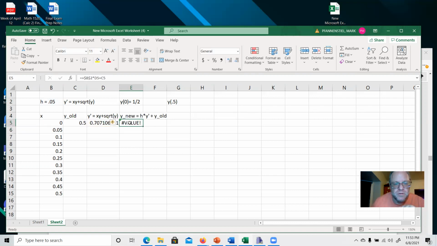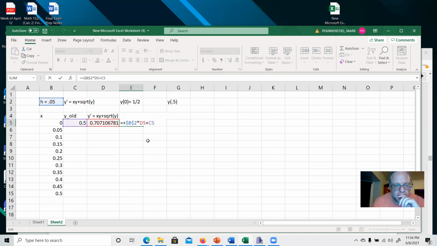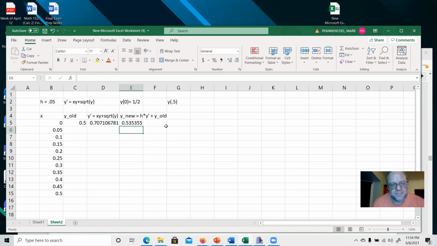All right, oops, what didn't you like? Oh, because it's h equals, that's not going to work. It doesn't understand it's a string. So we could just say 0.05 times, there we go. That's better. Again, you could break these up into smaller pieces, and that's fine. So we're going to do plus, this is my new y.